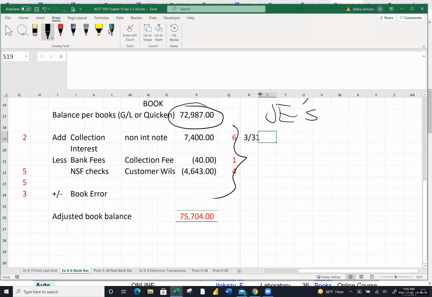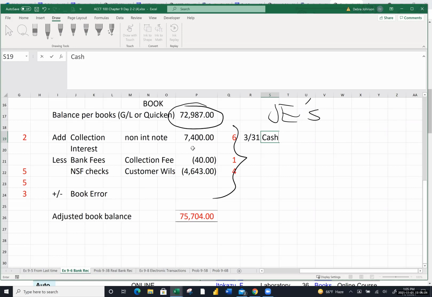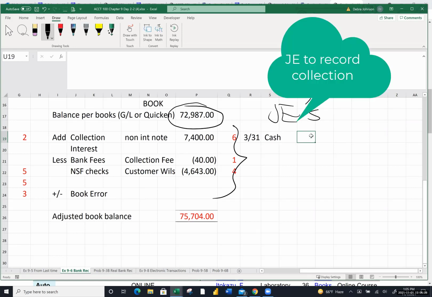And it looks like I have 3 entries to make. I'm just going to do them in the order I see them. There is no proper order. So cash went up on that collection by $7,400. And the note receivable went down by $7,400.